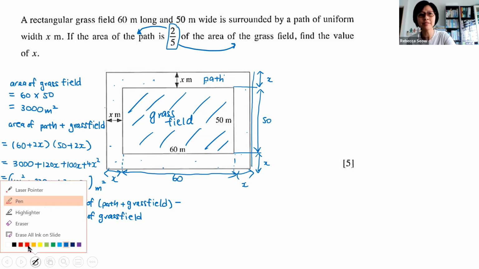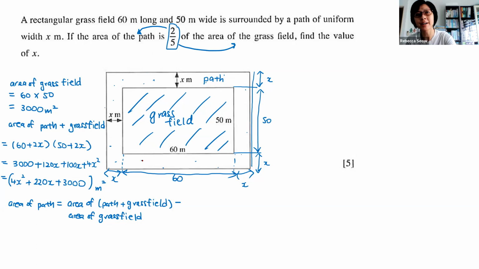Let me put it in perspective. Area of path, 2 units, right? So this is 2 units in terms of area, this whole path here. The area of the grass field is 5 units, okay? Now, so if we were to add both areas together, that would make it 7 units. Now, what we know of is the area of the grass field, which is 5 units, and 5 units here is 3000 meters square. So let's equate 5 units to 3000 meters square. And from here, we can find what 1 unit is. That gives you 600 meters square.